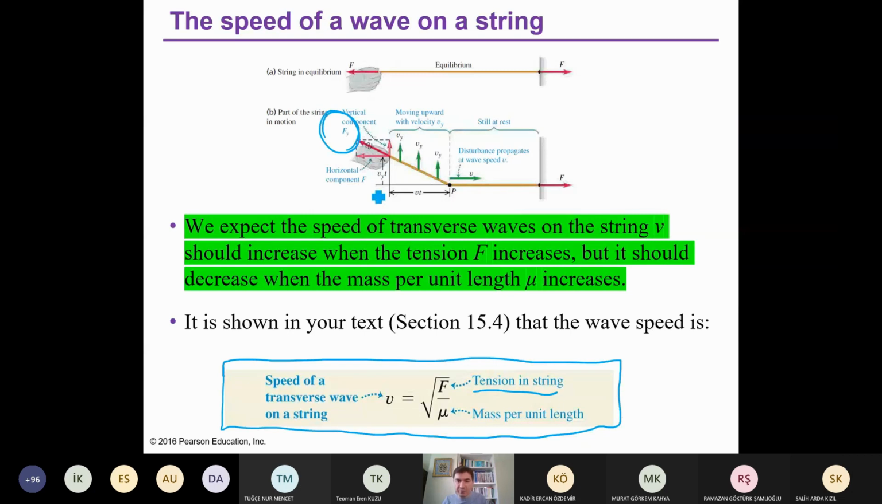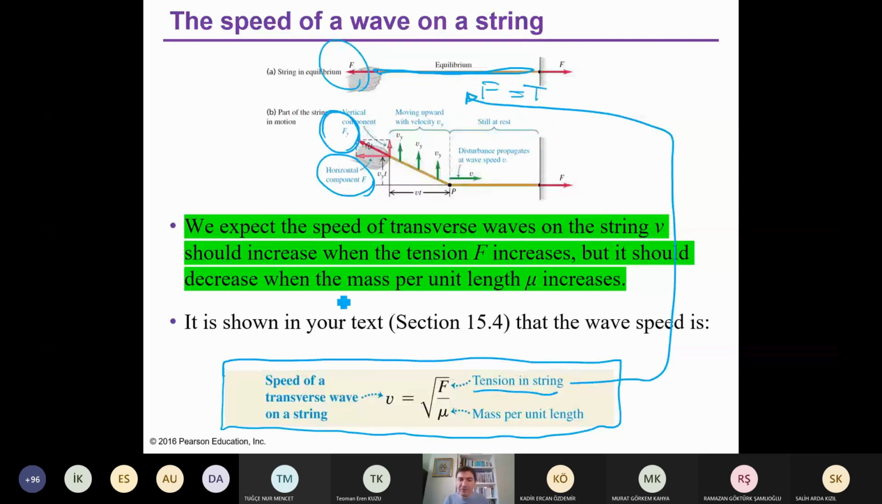Here, this F, be careful. This F is equal to the tension in the string, okay? Why? Because it is coming from the calculations. If you carefully check the calculations of the speed, you will see that this F is tension in the string, and this mu is mass per unit length. This is the linear mass density.